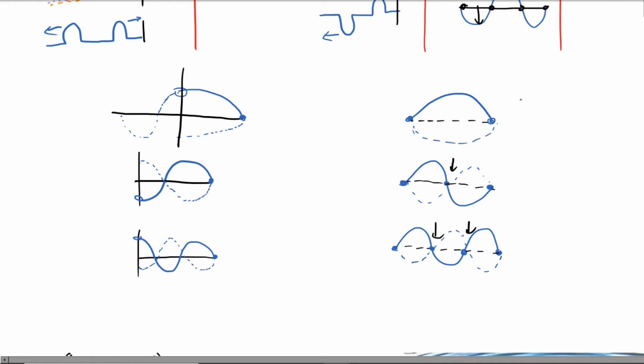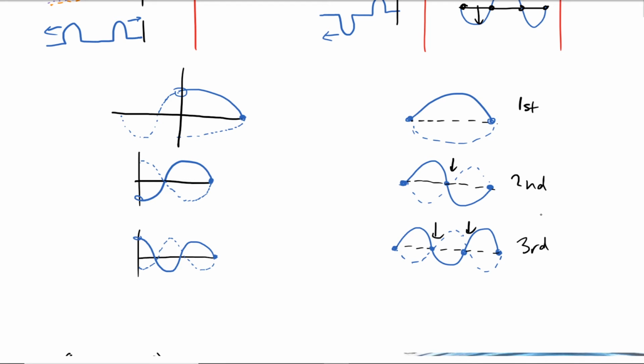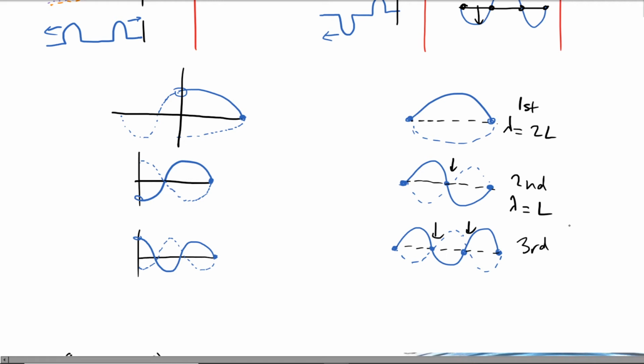So this is the first harmonic. This is the second harmonic. This is the third harmonic as well. And harmonic levels are related to the wavelength as well as the length of the string. So we can write this for strings that are fixed at both ends. Lambda equals 2 times the length for the first harmonic. Lambda is the length for the second harmonic. Lambda is 2/3 of the length for the third harmonic.